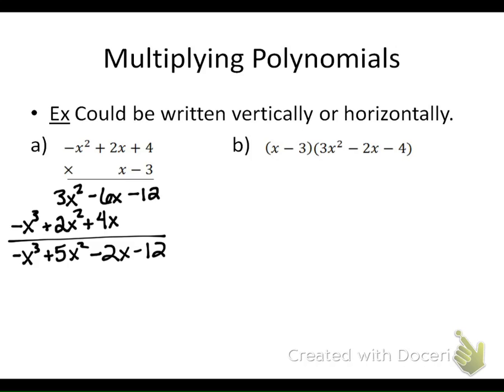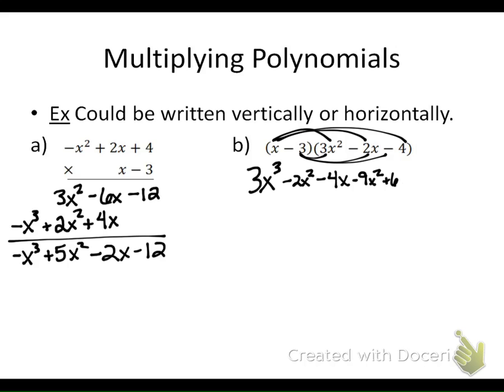It's like double distributing when it's horizontal. So you completely distribute the x throughout the second parenthesis. What do we got? Then I'm going to completely distribute the negative 3. I add like terms.